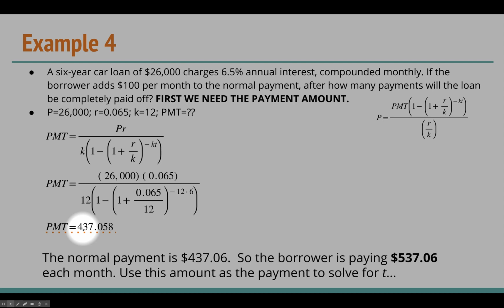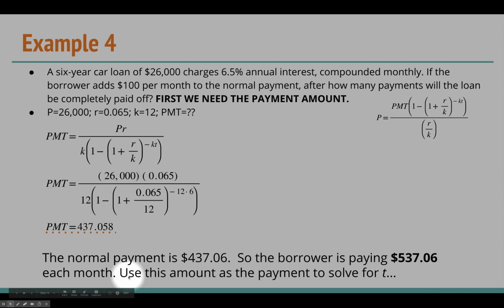So we're going to always round that to the nearest penny when we talk about payments like this, because this is money. You can't send a check for this amount of money to the bank. So we're going to round this to 6 cents. So the normal payment is $437.06. So that means the borrower is actually paying $537.06 per month because they're adding $100 each month.